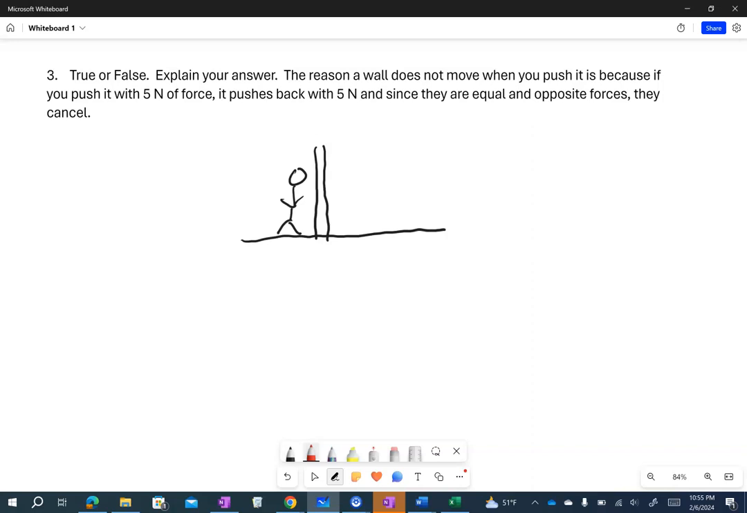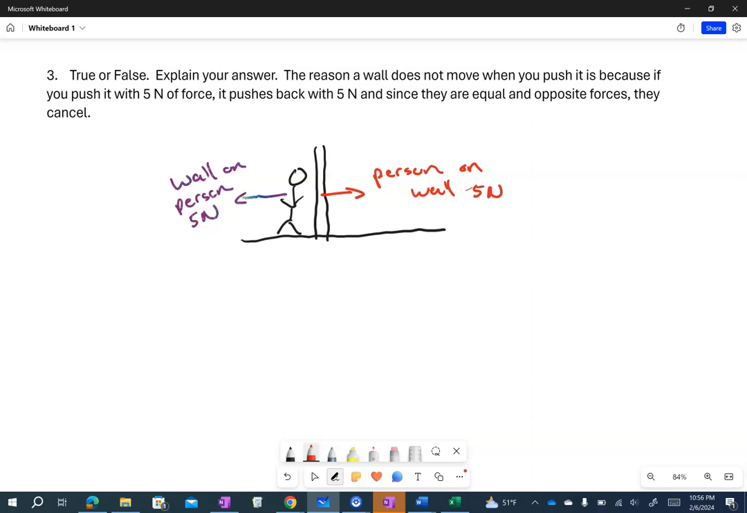So we have a force here of the person pushing on the wall. So this is person on wall. And we have the reactionary force, according to Newton's third law, which is going in this direction, which is wall on person. Now, both of these are 5 newtons worth of force, but this is not the reason that the wall does not move when we push on it.